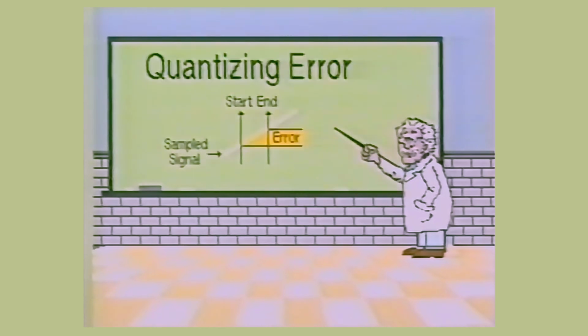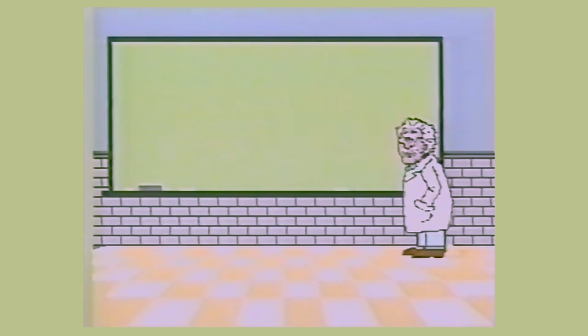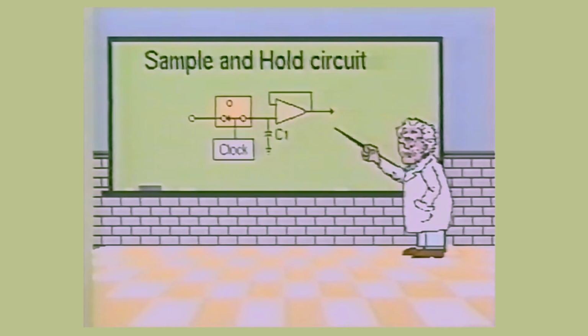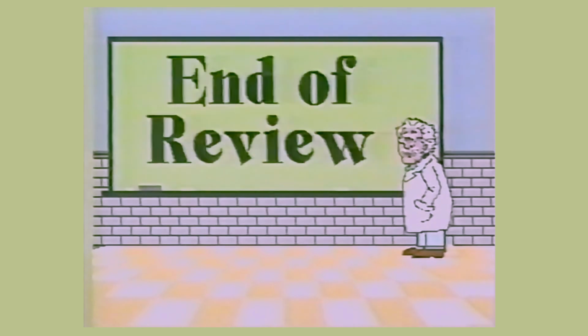The quantizing error of the ADC is a result of the changes in the analog input level during the conversion process. The higher the slew rate, the greater the quantizing error will become. Sample and hold circuits are commonly used to reduce the quantizing error effect. This concludes review number 2. Next, we will examine some common analog to digital converter techniques.